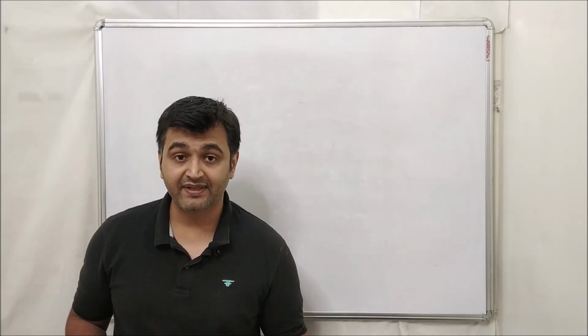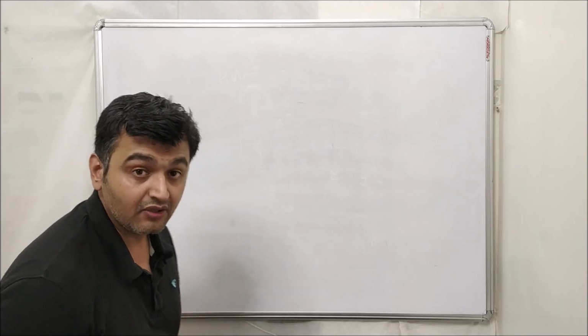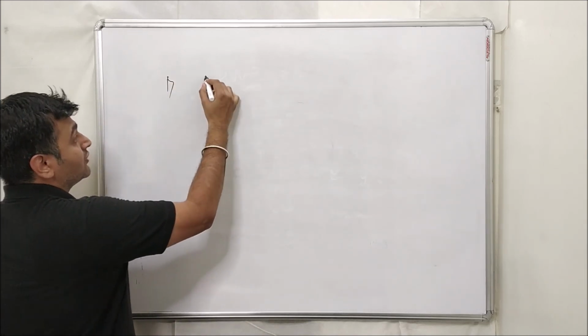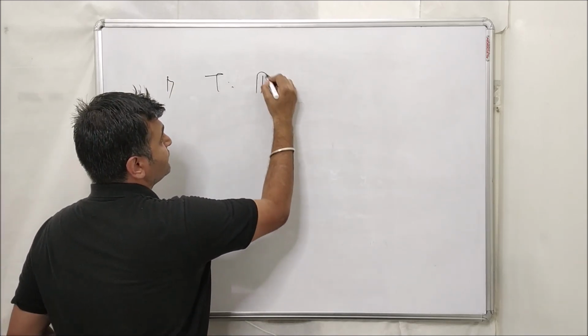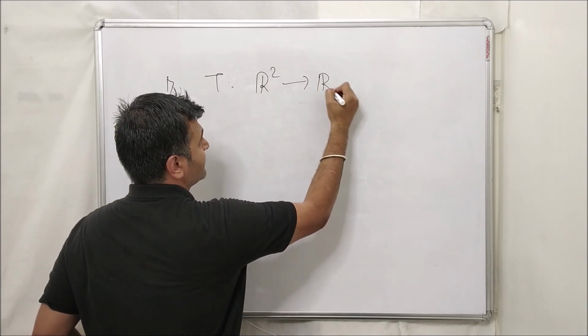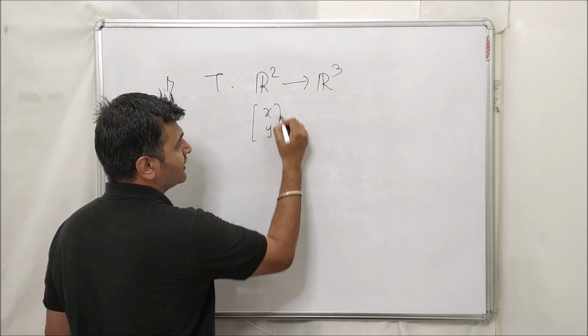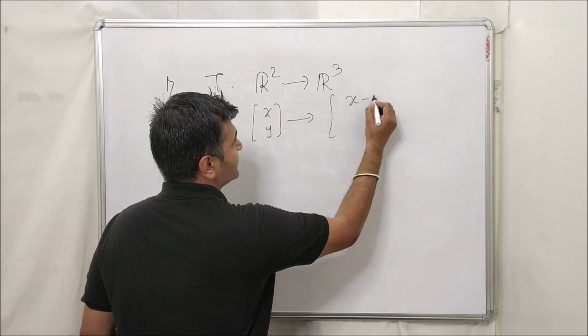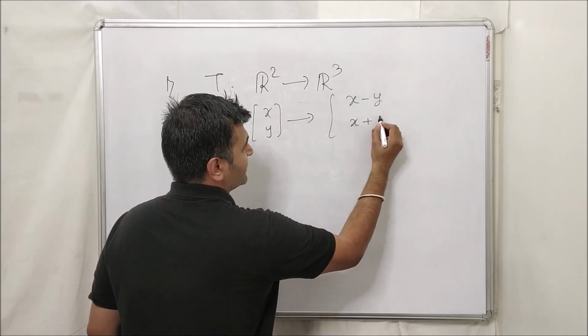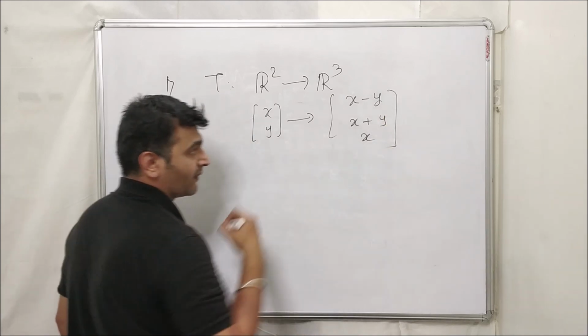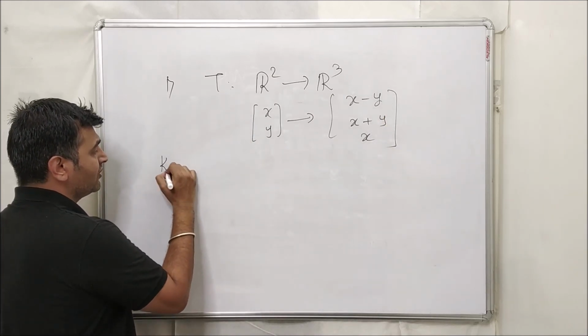Okay, so now let me take some examples on how to find the kernel of a linear transformation. So let's go for the first function. Suppose you have a function from R2 to R3, and I want to find the kernel of this function. So you have (x, y) over here, and suppose it goes to (x minus y, x plus y, x). So this is a linear map.